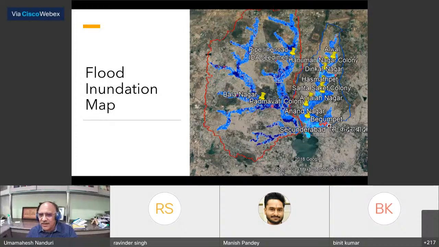So all these areas, in fact, dark blue means the inundation is higher.